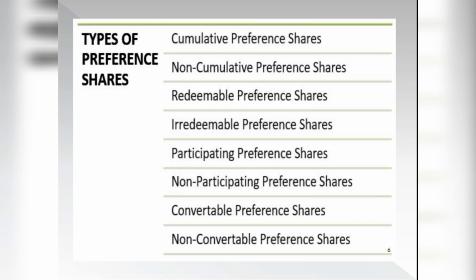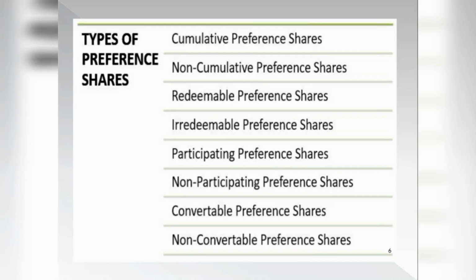The next is redeemable preference shares. Money on these shares can be refunded on the expiry of a specified period, if the company does not require the funds, or at the option of the company. Often the commitment is made by the company at the time of issue of these shares. The next type of preference shares is irredeemable preference shares. This is exactly the opposite of redeemable preference shares. Here the money will not be refunded even at the time of winding up.